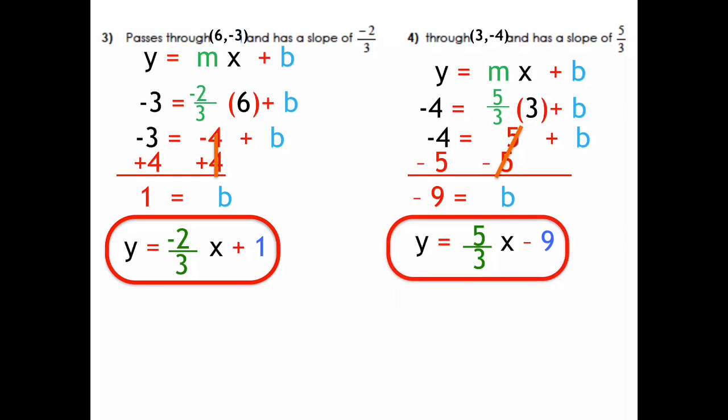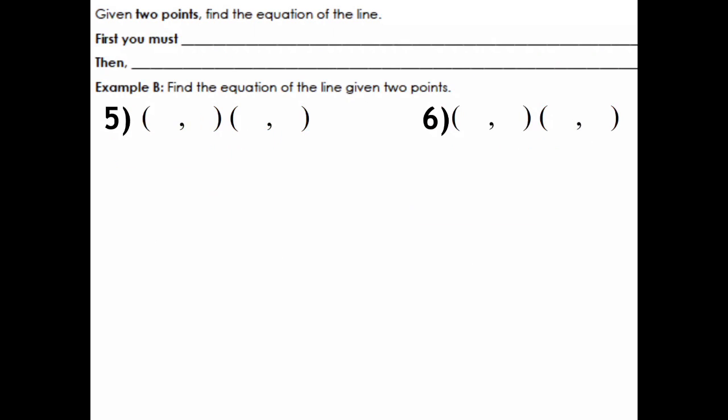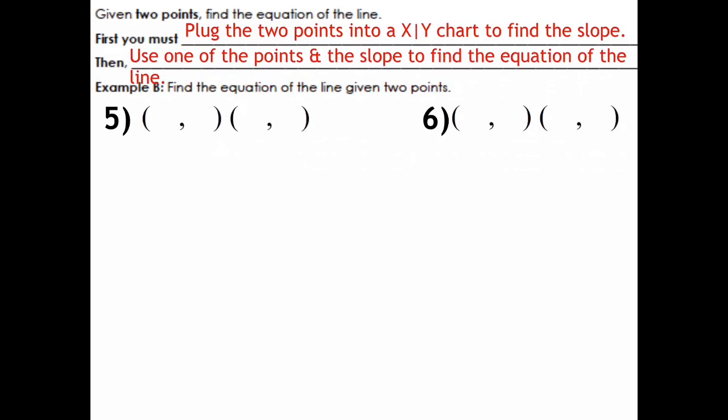All right, let's go to the back side now. All right guys, on the back side it's a different scenario because instead of being given one point and a slope, you're given two points to find the equation of the line. So first what you have to do is plug the two given points into an xy chart to find out what the slope is. Then you take one of the points that was given, usually I like to pick the easier point, and the slope which you now have, and you're going to find the equation of the line.